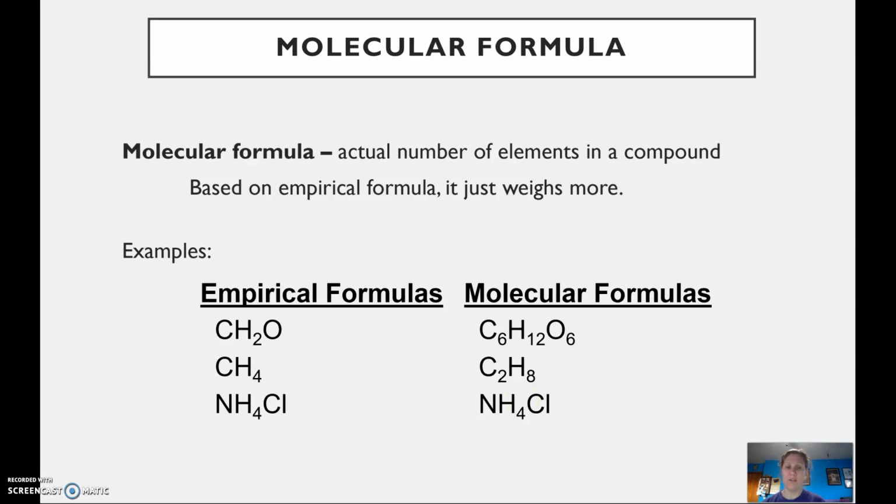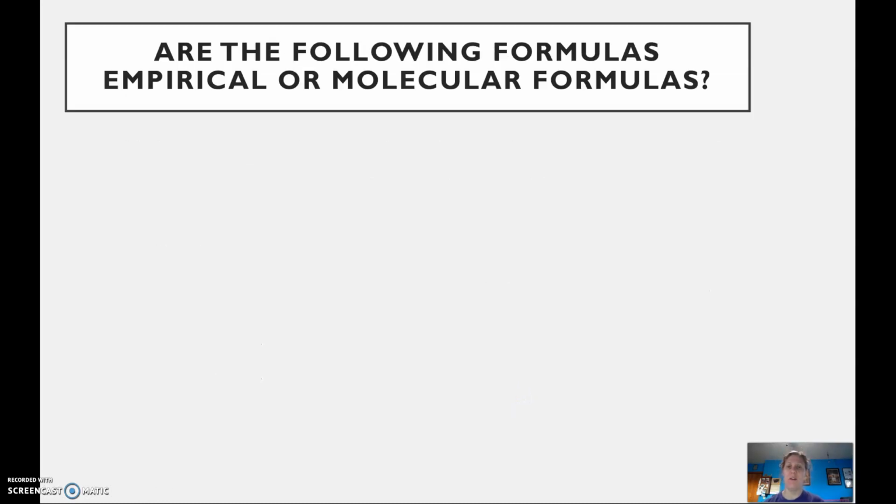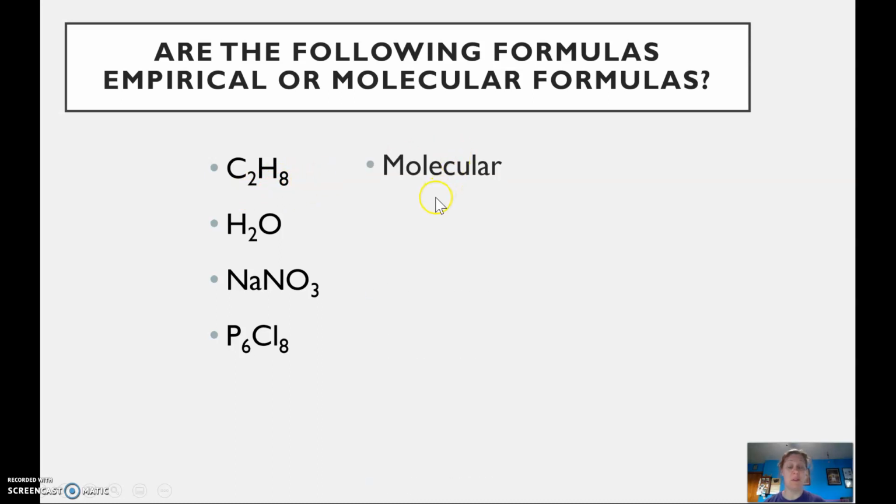So based on that, here's how you find molecular formula. Here's a couple examples. So here are our formulas, just identifying empirical or molecular, because that's what you're going to have to do today for practice. C2H8 looks like it could be reduced. So if you can reduce it, it's molecular. H2O, it's only a 1. That's automatically empirical. NaNO3, there's 1 Na and 1 N, so empirical. This one, P6Cl8, is molecular.